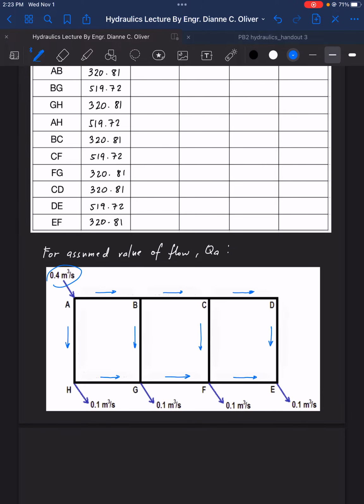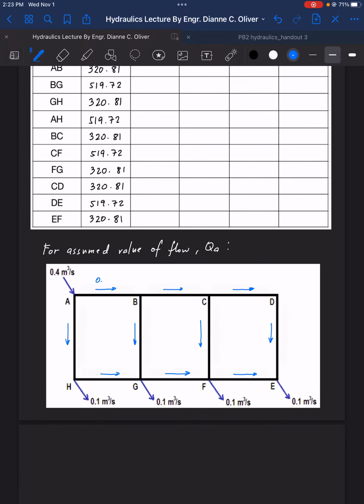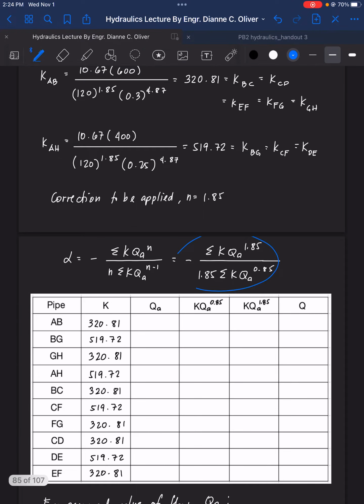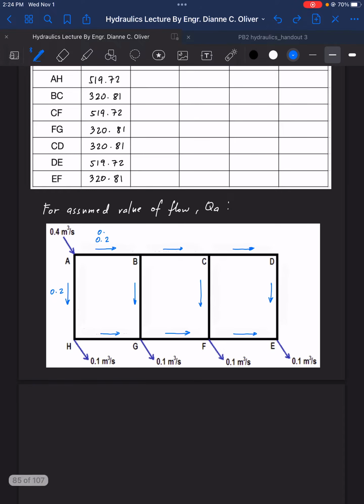So since the inflow is 0.4 and it is divided into 2 flows, we will assume a value here of 0.2. So take note, this is an assumed value. Either you put 0.2 here and 0.2 here, or you can put 0.3 and then 0.1. It depends on you on what value you will assume, because we still have the correction to be applied at the end. So it's okay whatever value you input, because as it is said, it is an assumed value.